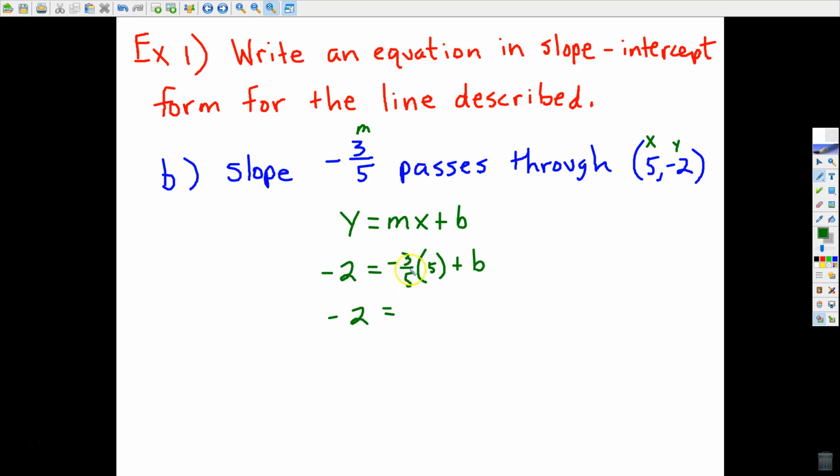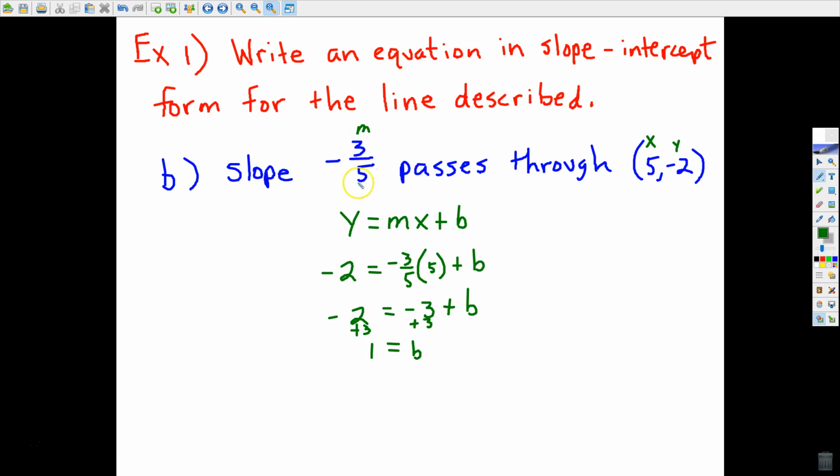Do the multiplication. Negative 3/5 times 5 is just negative 3 plus b. If you think of it as negative 15/5. Okay, solving for b means I'm going to add 3 to both sides of this equation. And when I do that, add 3 to both sides, I get b is 1.